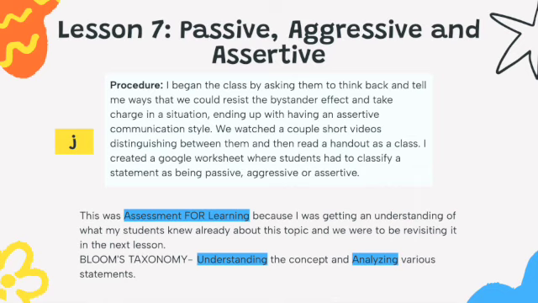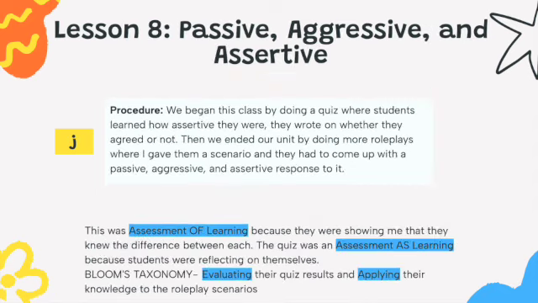For Bloom's taxonomy, this was understanding the concept and then analyzing the various statements and classifying it as one of the 3. And the last lesson was also on passive, aggressive, and assertive behavior. We began this class by doing a quiz where students learned how assertive they were, and then they wrote on whether they agreed or not and why. And then we ended our unit by doing more role plays at the suggestion of my co-op. And I gave them each a scenario, and they had to come up with a passive, aggressive, and assertive response to it in their group.